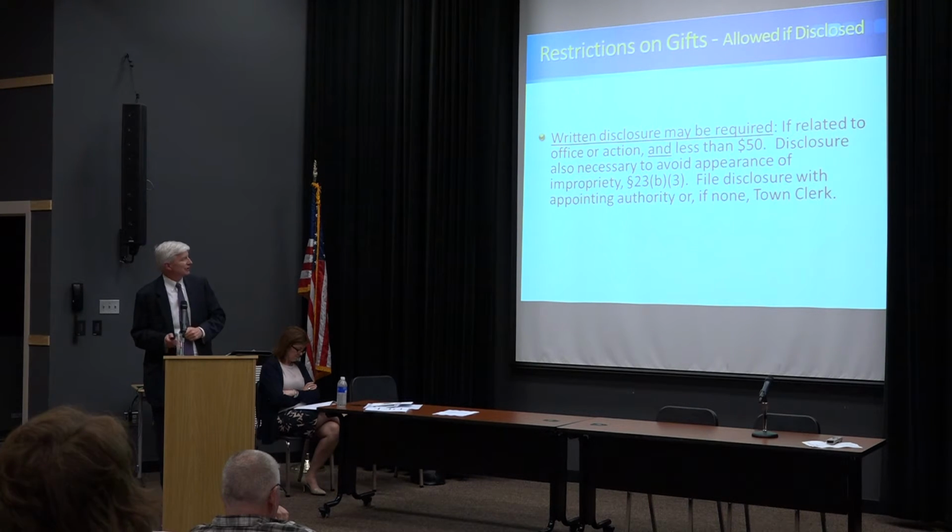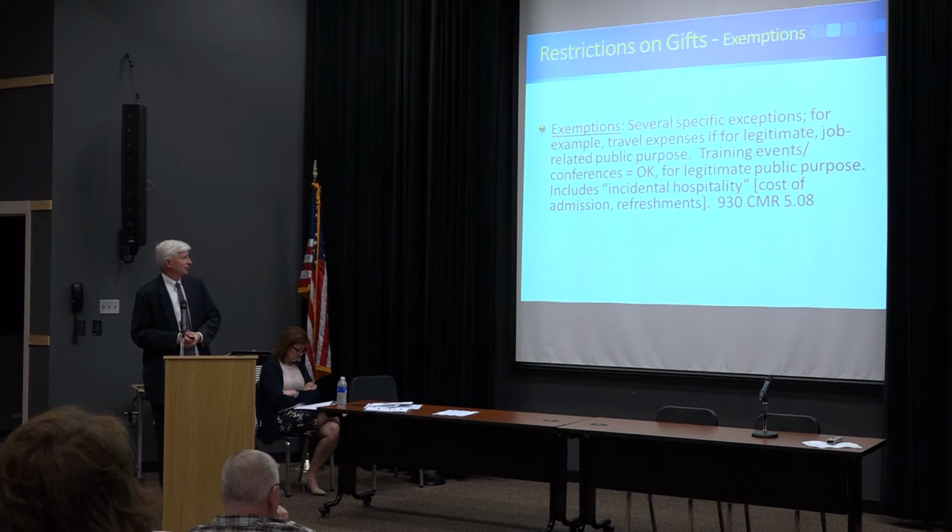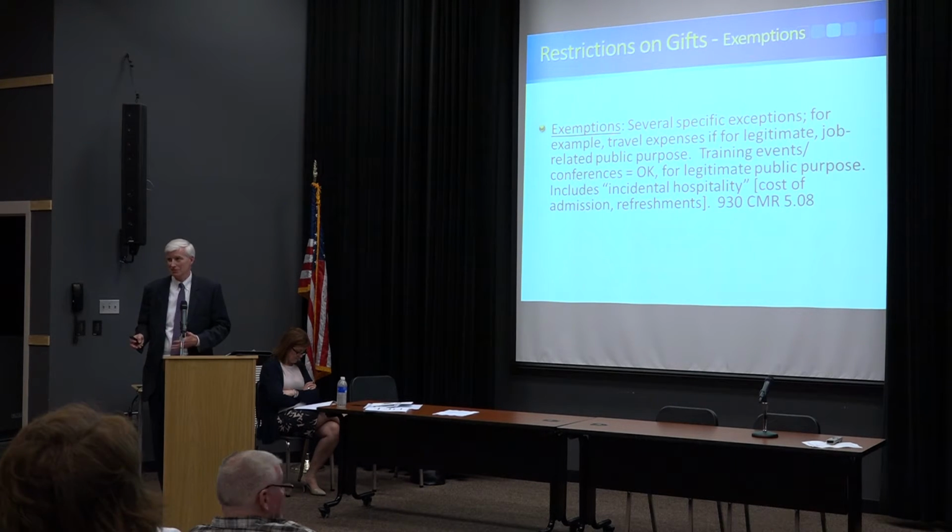Okay, well, I'll mention 23B3 in a minute, but that's about the disclosures for certain gifts. The regulations also pointed out some things which kind of look like gifts, things you're getting because of your public office, but which they have decided are fine. And those include travel expenses.